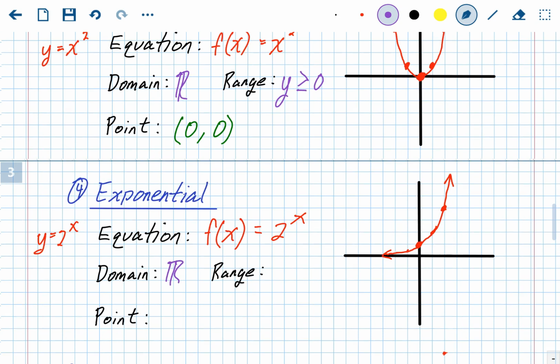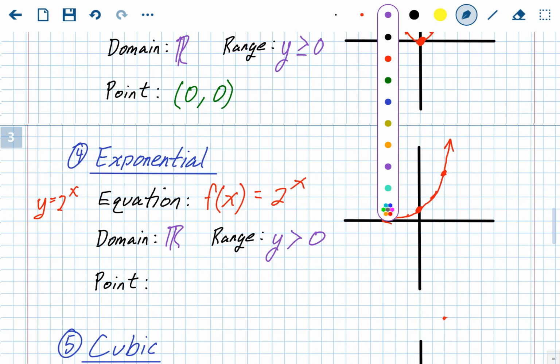Now, if you remember from exponentials, though, remember that it never actually touches 0. It's called an asymptote there. So we can't make it like a quadratic where y is greater than or equal to 0. We have to just say that y is going to be greater than 0. Because remember, it's never going to get to 0. You could plug in negative 1,000 and you're not going to get 0. You're going to get a very small number, but it won't be 0.